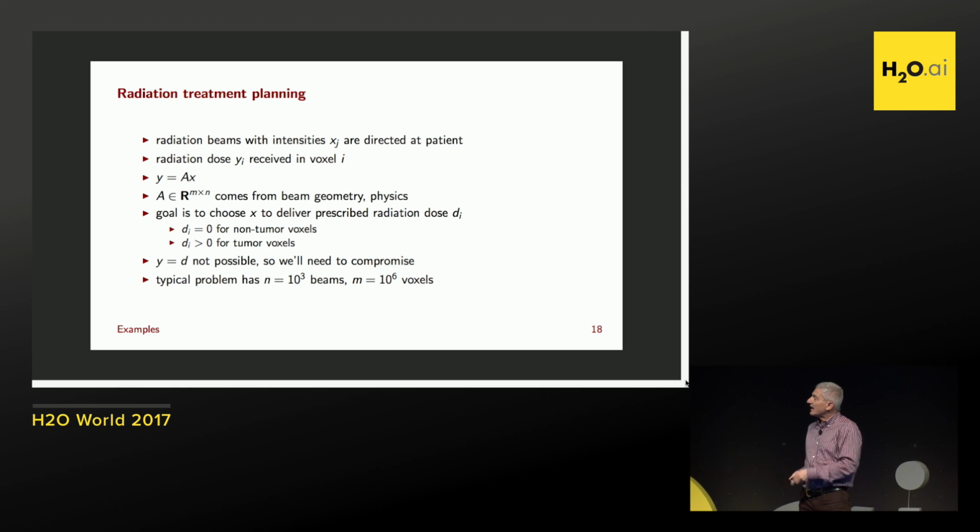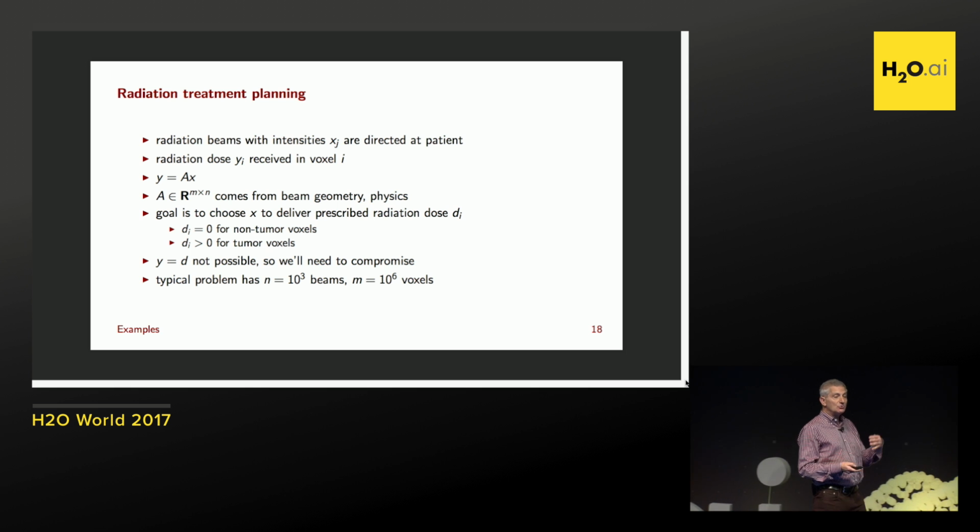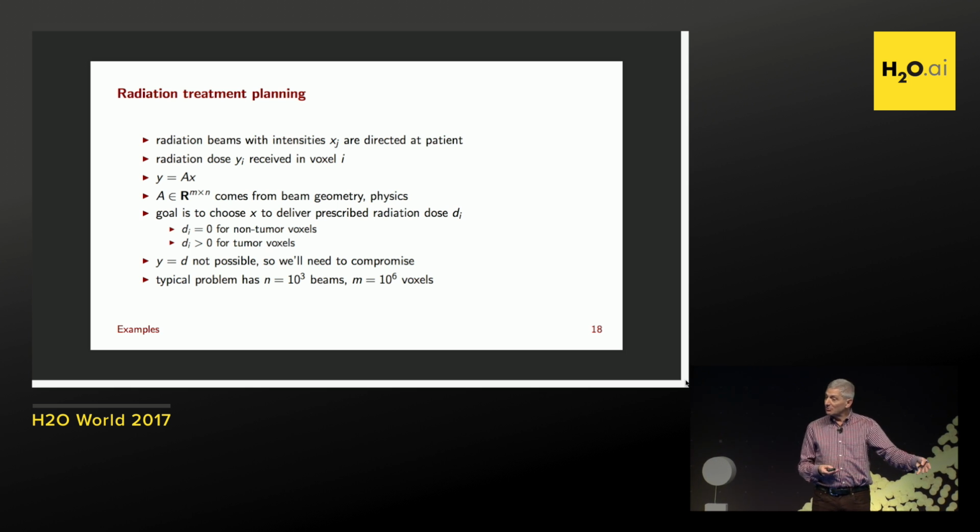That's y equals ax. And this comes from beam geometry and physics. In fact, that's a whole subfield, how to model what happens when you shoot a beam into a person. The simplest ones are just simply geometric: the beam diverges as it travels, or it attenuates as it goes through tissue. But complicated ones actually handle things like when it hits bone and scatters. So you can have all these things, but that's just linear. And the goal is to deliver some prescribed radiation dose. Of course, it's not possible to deliver the prescribed radiation dose to the tumor and none to the healthy voxels. That's impossible. So it's going to be a compromise.